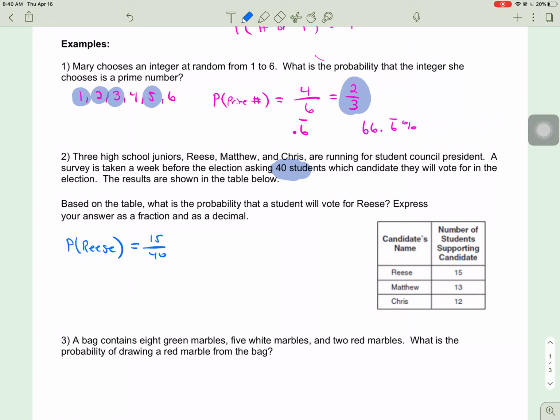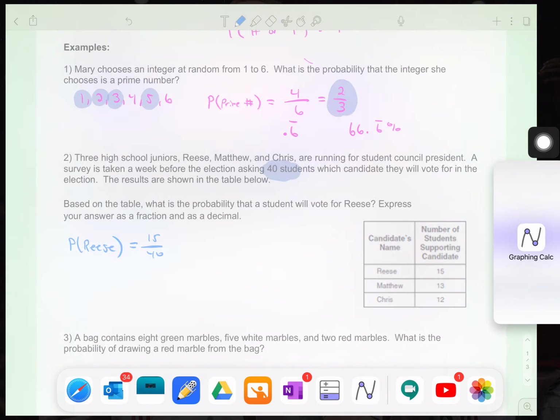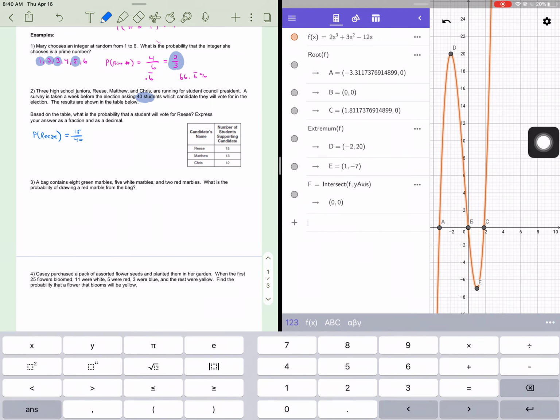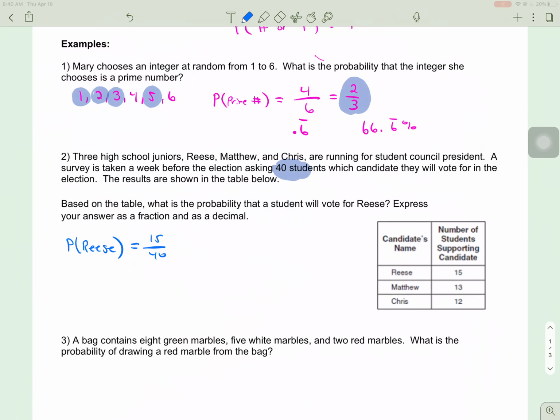There you go. Now, it doesn't tell us to simplify it. You always can, but you don't have to. 15 out of 40 is fine. In fact, sometimes you don't want to simplify it because this tells a better story. This tells us there are 40 total people. Now, what is that as a decimal? Let's take your calculator and let's find out what 15 out of 40 is. 0.375. So the probability they'll vote for Reese, 0.375.